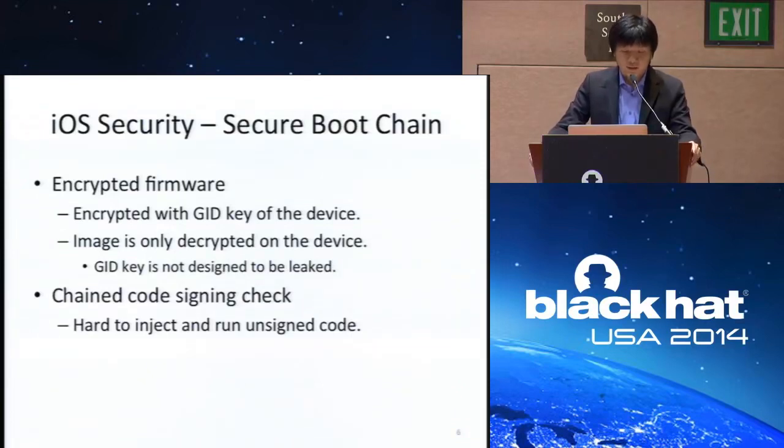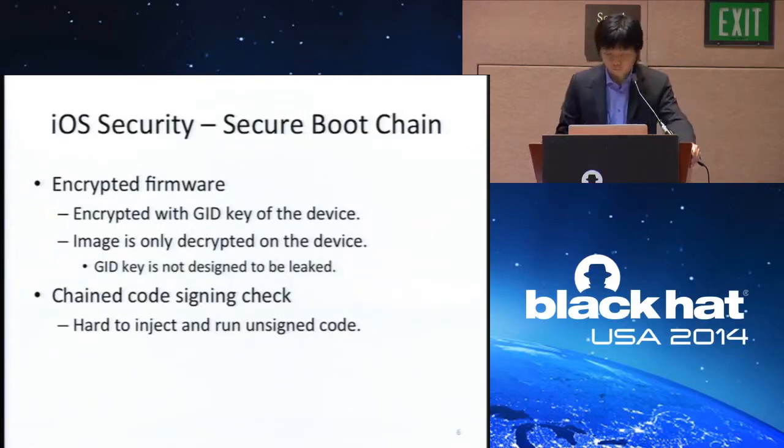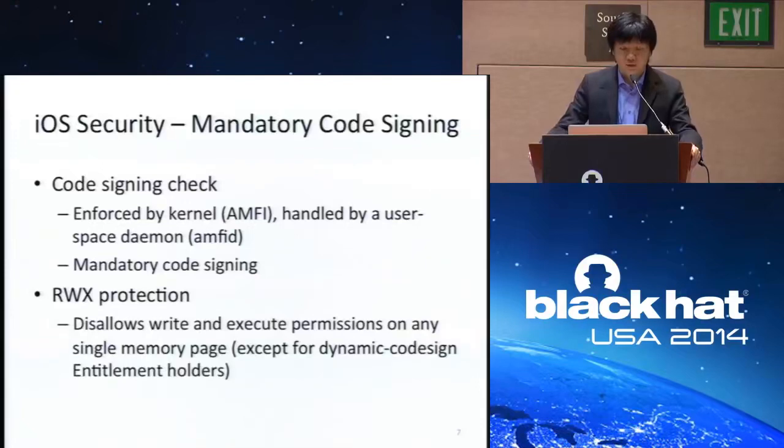On top of that, there is a chain of code signing checks during the boot process, which makes it very hard, almost impossible, to inject and run arbitrary unsigned code. This leads into the second security feature, which is mandatory code signing. This is a mandatory policy on the iOS platform. Code must have a correct signature in order to be installed and run. The enforcement is done by the kernel through the Apple Mobile File Integrity, or AMFI, which is a kernel extension. The code signing check is handled by another user space daemon called AMFID. This constitutes the mandatory code signing.